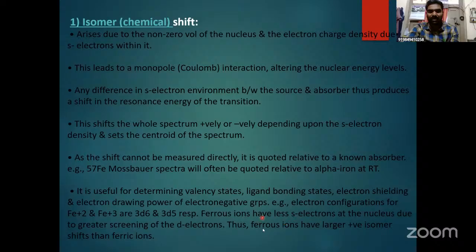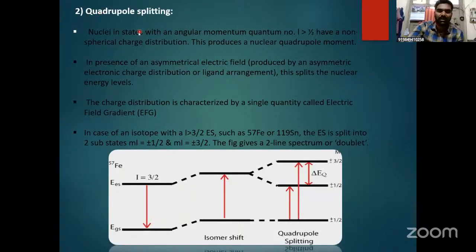So due to this greater screening of d electrons, what happens? Ferrous ions have larger positive isomer shifts than the ferric ions. The ferrous ions will have larger positive shifts. Okay, isomer shifts. This is about the chemical shift. Next one is the quadrupole splitting.